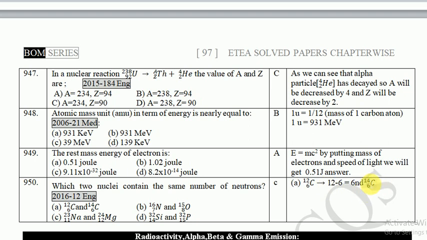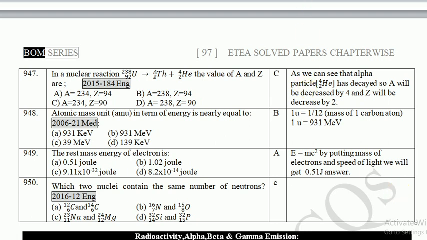In this case, we know that the number of neutrons is equal to 14 minus 6, which is equal to 8, which are not the same. So option A is incorrect.